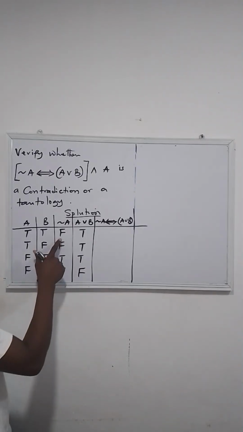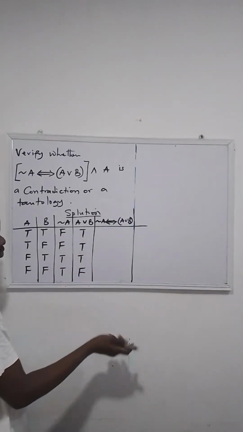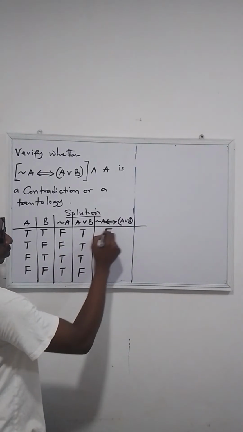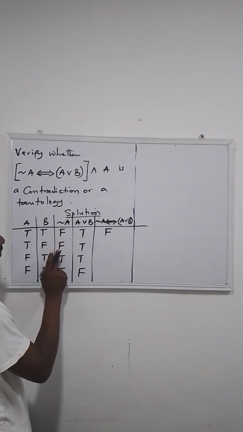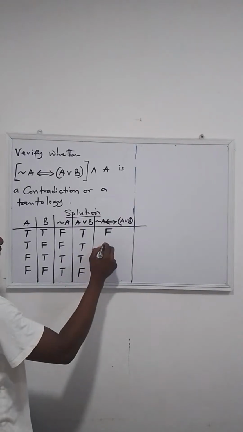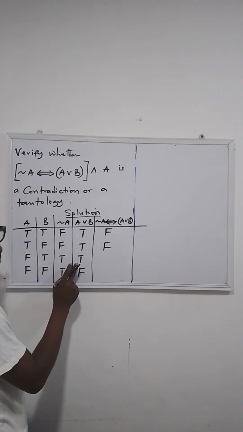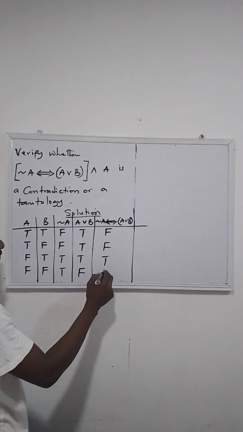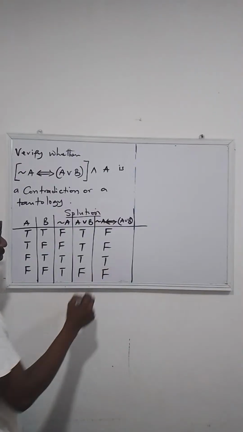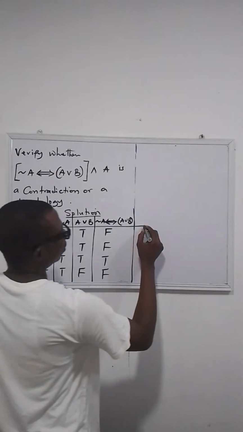Now let's see. True biconditional true, that is going to give us false. They are not the same. All right. True, false biconditional true is false. True biconditional true, because they are the same, is going to be true. And true biconditional false is going to be false. Okay. Now the final one is this.